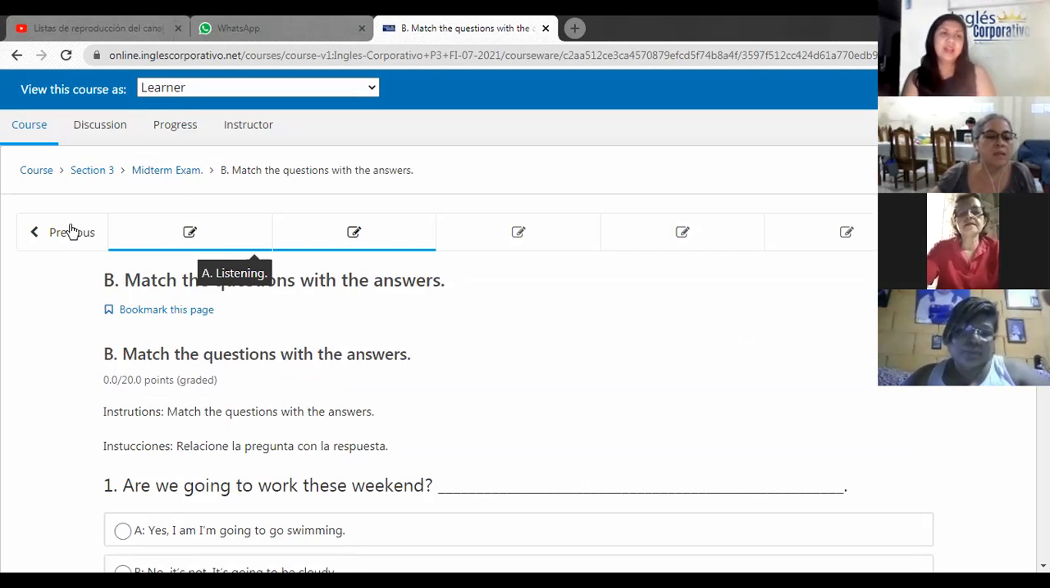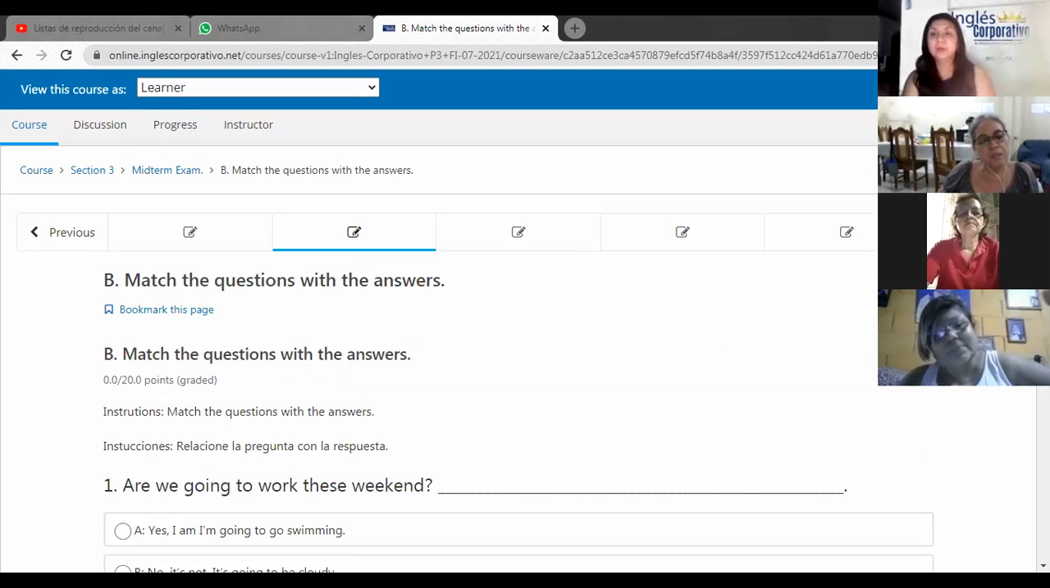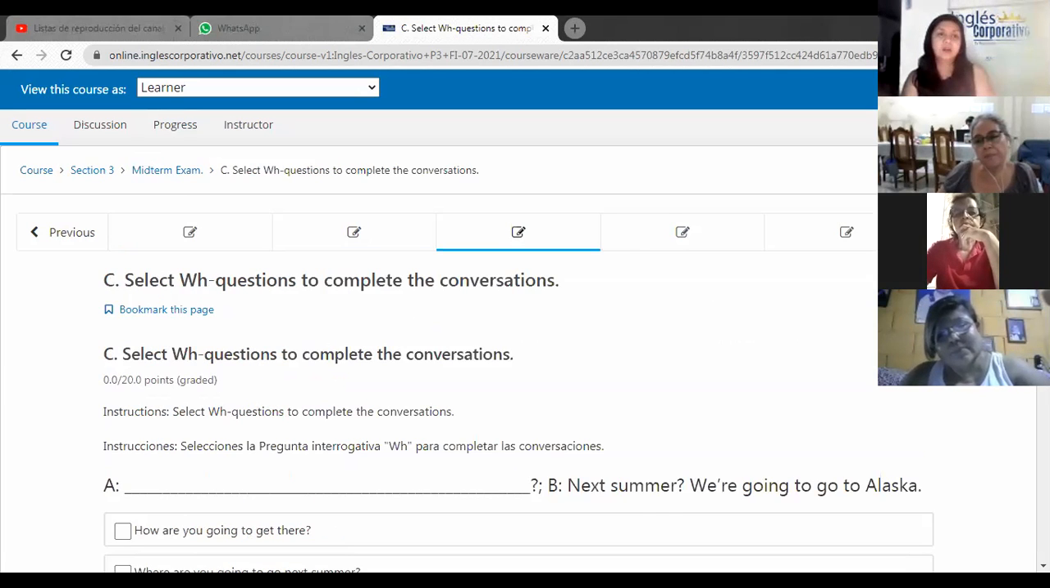Miren, ya vimos el listening, that was part A, this is part B, and there is another part. It's a grammar part of units 1, 2, and 3. Sí, it's a graph. Select WH questions to complete the conversations.